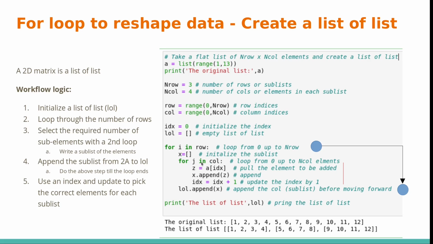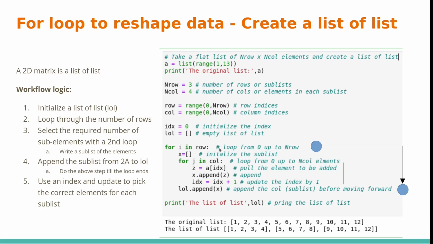And for J in column, J goes from 0, 1, 2, 3. What I'm going to do is Z is A of IDX. My IDX is 0, so it pulls the element that has an index of 0, which is 1, appends it, updates my index by 1, goes back, J goes from 0 to 1, and then A of 1 is what I pick, which is 2, and then update it again to 2, get that number, and keep doing this till I get all the way to 12.